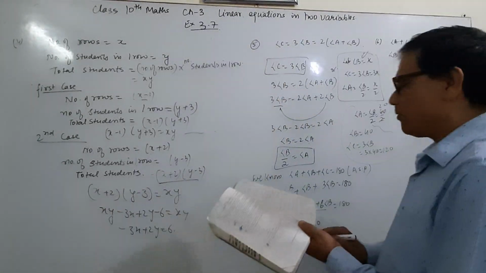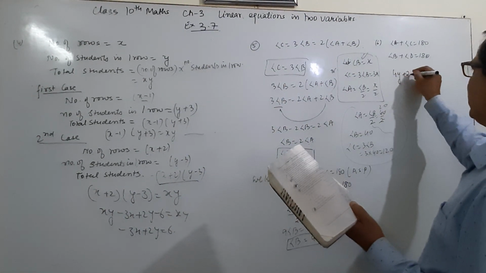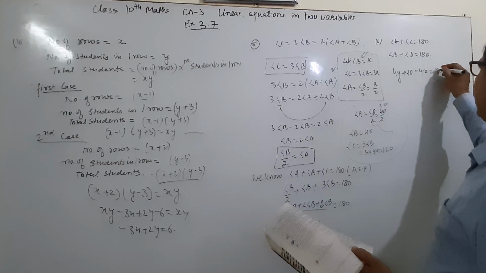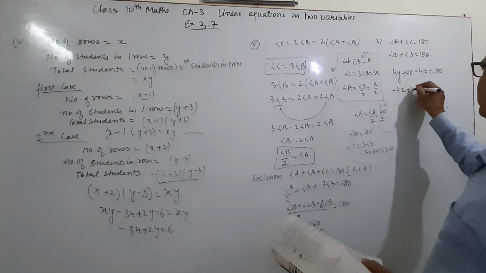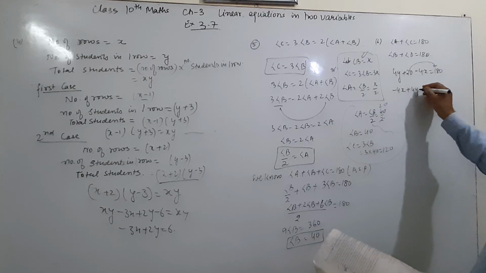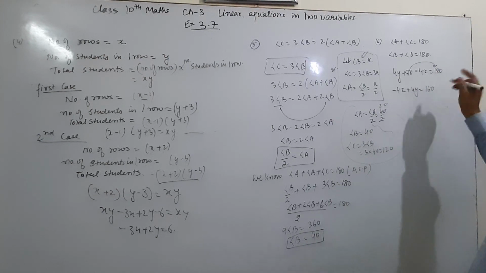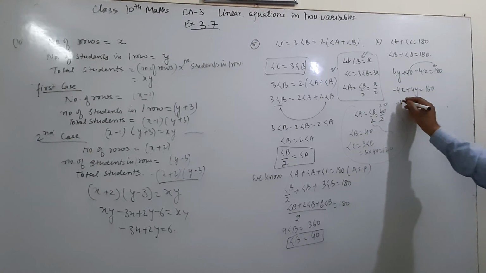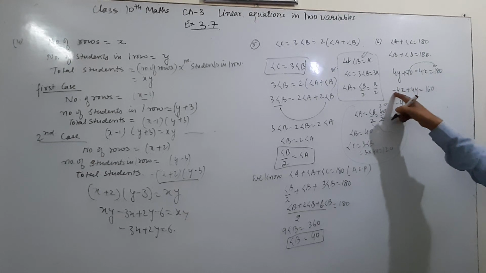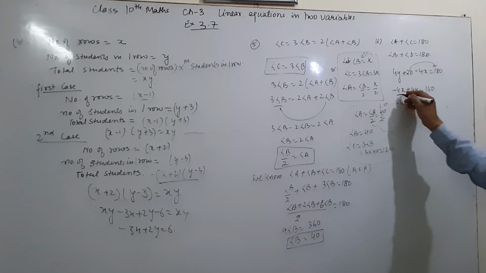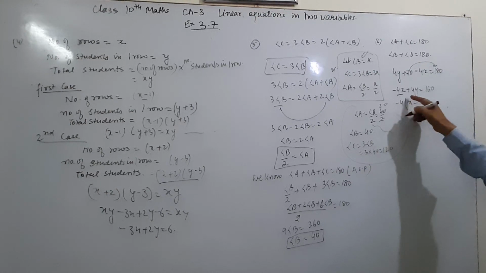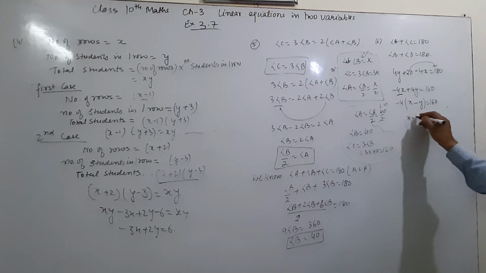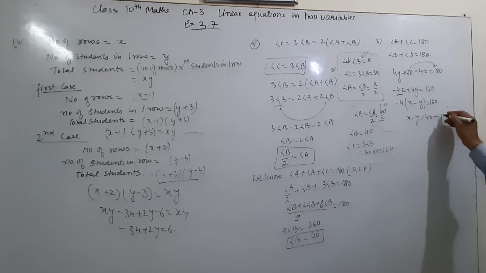What is A? 4y plus 20, and what is C? Minus 4x. This is equal to 180. So we can write 4x minus 4y, and the plus 20 goes to the other side as minus, giving 160. 4 is common, we take 4 common outside; taking minus common, the sign will change. So 4 times (x minus y) is equal to 160, and dividing, x minus y is equal to 40, and this is equation number 1.